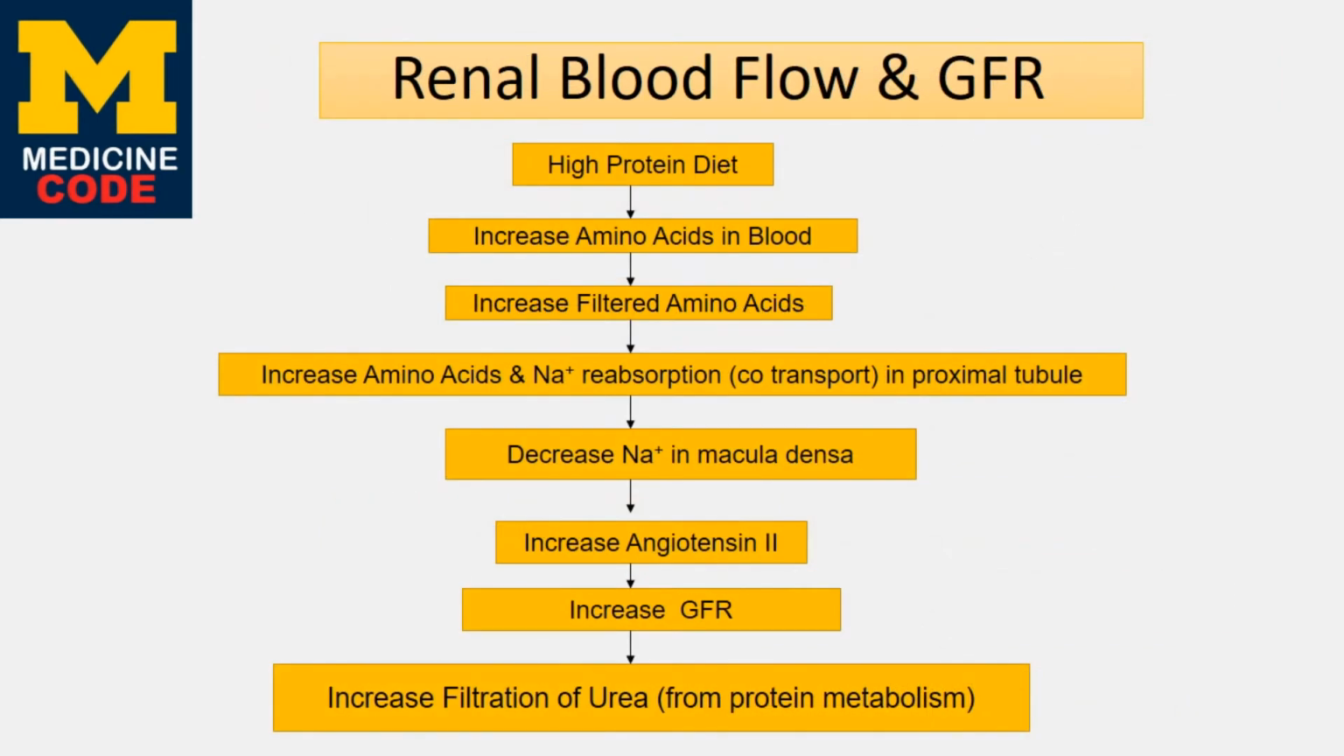In this flowchart, this explains renal blood flow and its effects on glomerular filtration rate. A high-protein diet leads to increased amino acids in blood and increased filtered amino acids. This then leads to increased amino acids and sodium reabsorption in the proximal tubule. With that, there is a decrease of sodium in the macula densa, leading to increase in angiotensin II, increased glomerular filtration rate, and eventually leads to increased filtration of urea from protein metabolism.